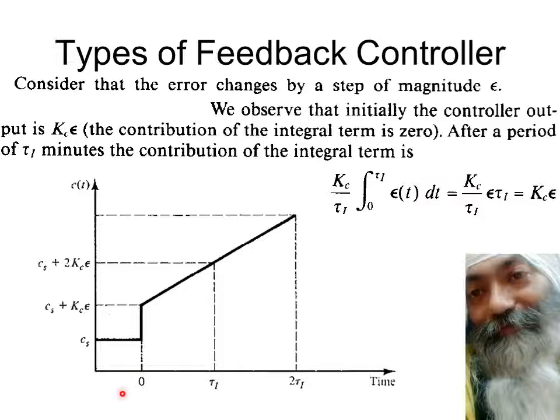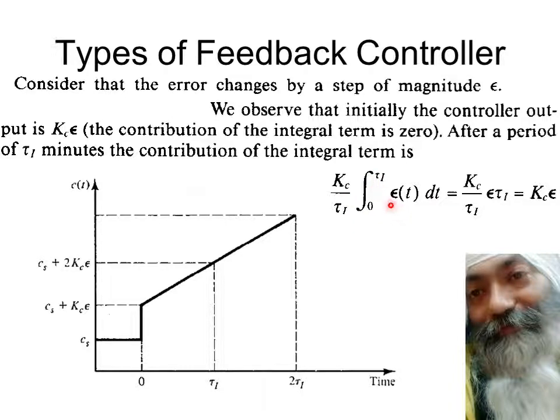That's why it's going to take tau I minutes to repeat the same effect. This will get doubled. The same effect will get tripled. Why? Because the effect is going to be repeated after every tau I minutes. That is the meaning of it. You can see once over here again, it's Kc upon tau I, and you integrate it.